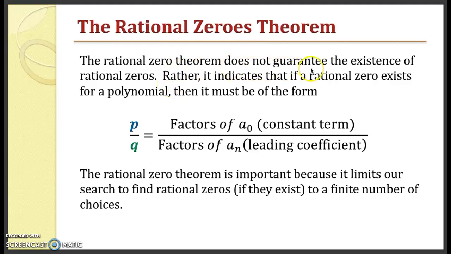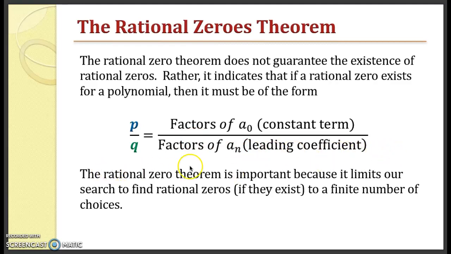First, it does not guarantee the existence of rational zeros, okay? Rather, it indicates that if a rational zero exists for a polynomial, then it will be of the form p over q equals the factors of the constant term divided by the factors of the leading coefficient.